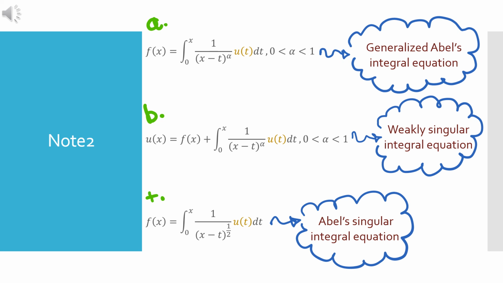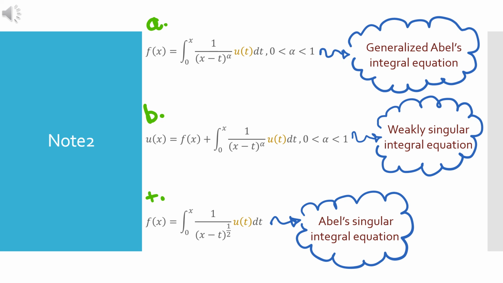What's the difference between a and b? U of x does not appear outside the integral sign at the case a, so it's a first-kind integral equation. But b is the opposite, so it's a second-kind integral equation. After analyzing a and b, a is called generalized Abel's integral equation, but b is called weakly singular integral equation.